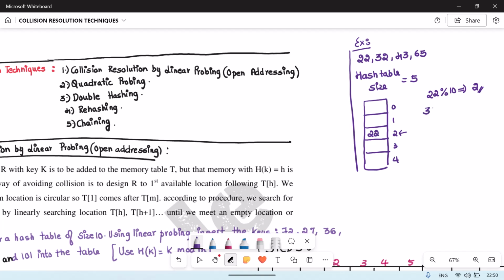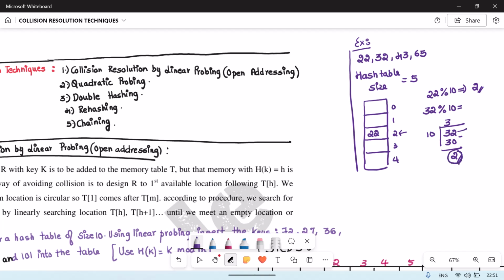Likewise, 32. So 32 mod 10. If you're confused, it goes like this: you'll have to divide. 10 times 3 is 30, so when you subtract, you're getting the value 2. That means in the second position, I will have to place the value 32.